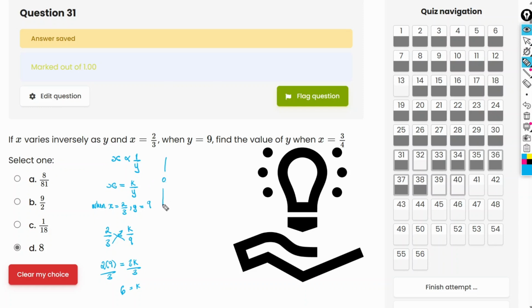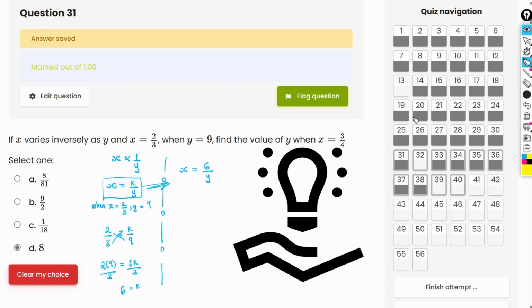All right. So with this, it becomes easier for us to say this relationship here can be better written as X is equal to 6 over Y. All right. So once you get here, you know, oh yes, you're good. You know you're good.